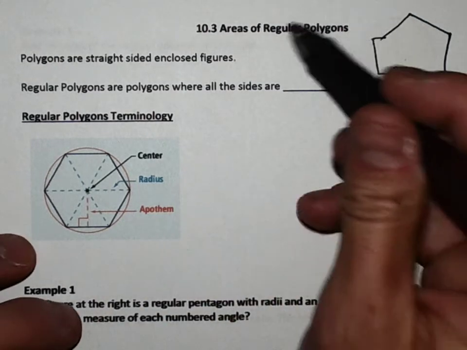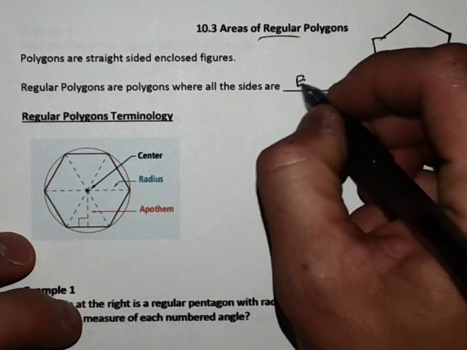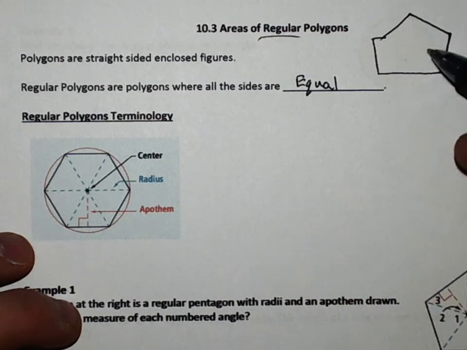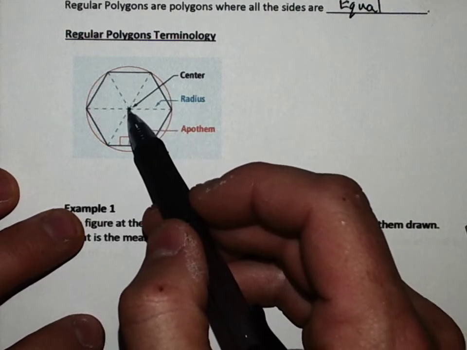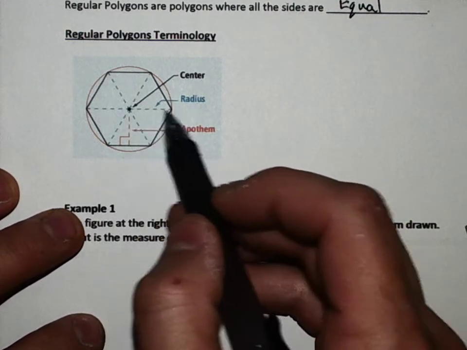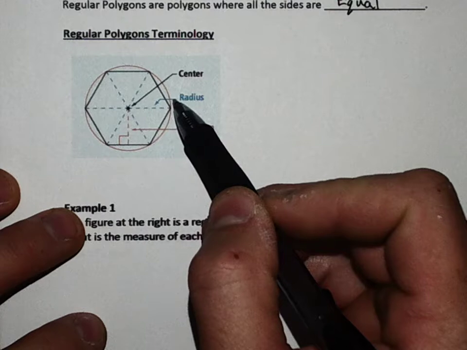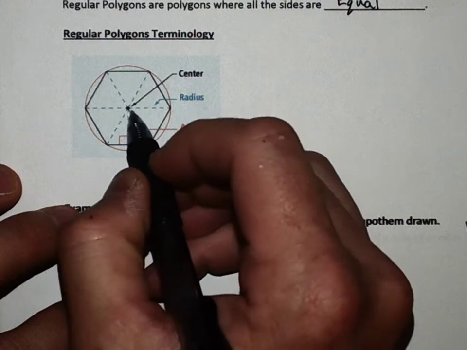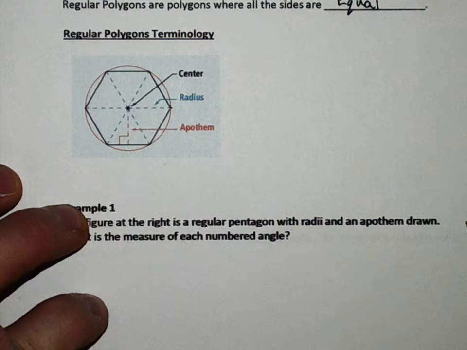But the big idea of a regular polygon is that in regular polygons, all of the sides are equal. Every single one of the legs, every single side of the shape are equal to each other. So regular polygons terminology. You have a center of the regular polygon. You have a radius of the regular polygon. So you could always draw a circle around a regular polygon, and the radius of it would go from the center to where the point touches the circle on your shape.